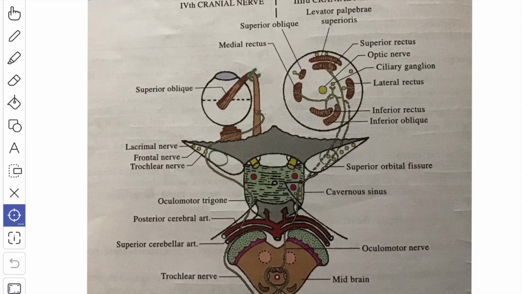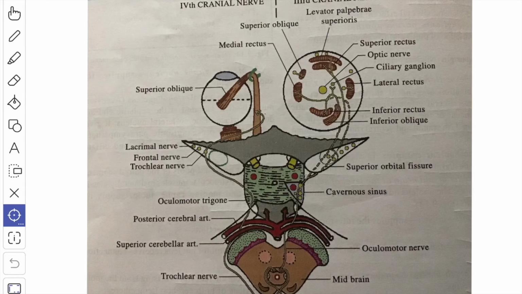The nerve passes forward between the posterior cerebral artery and the superior cerebellar artery and then appears in the triangular area of dura mater in front of the crossing between the attached and the free margins of the tentorium cerebelli. Then it pierces the meningeal layer of the dura mater and passes forward within the lateral wall of the cavernous sinus.